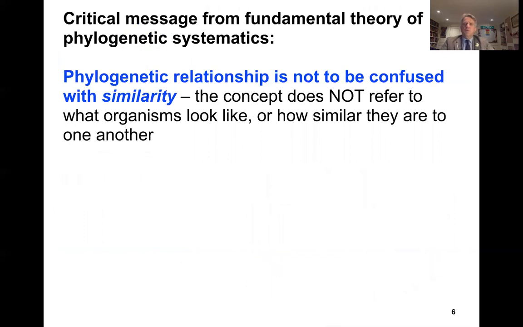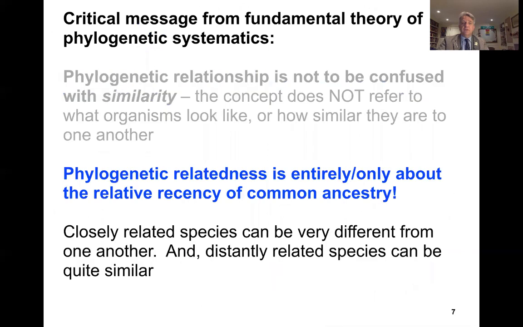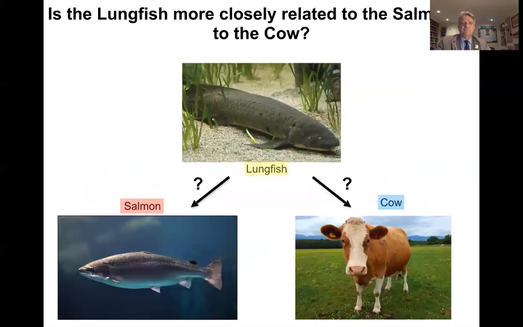Okay, so the fundamental theory of phylogenetic systematics has a critical message, and that is phylogenetic relationships are not to be confused with similarity. The concept does not refer to what organisms look like or how similar they are to one another. Phylogenetic relatedness is entirely and only about the relative recency of common ancestry. Therefore, closely related species can be very different from each other in how they look or how they behave or their ecologies, and distantly related species can be quite similar to each other morphologically.